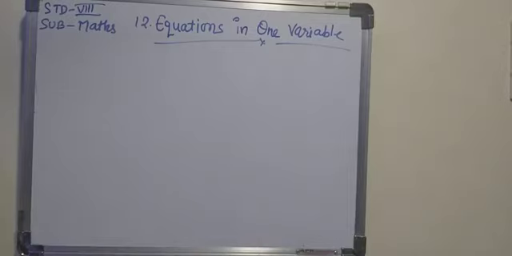Now we are going to start lesson number 12, equation in one variable. Equation in one variable you have studied in the previous standard also. What is an equation? Whenever you compare two mathematical expressions by putting an equal sign, then you call it an equation, right? And the value of the variable which satisfies the given equation is called the solution of the equation, right?